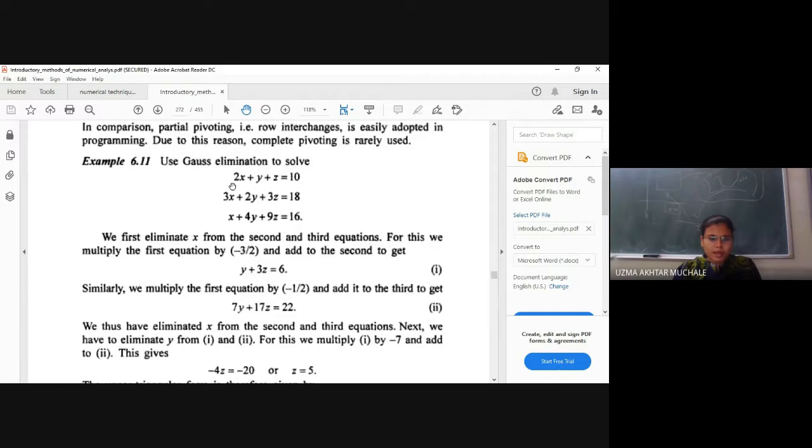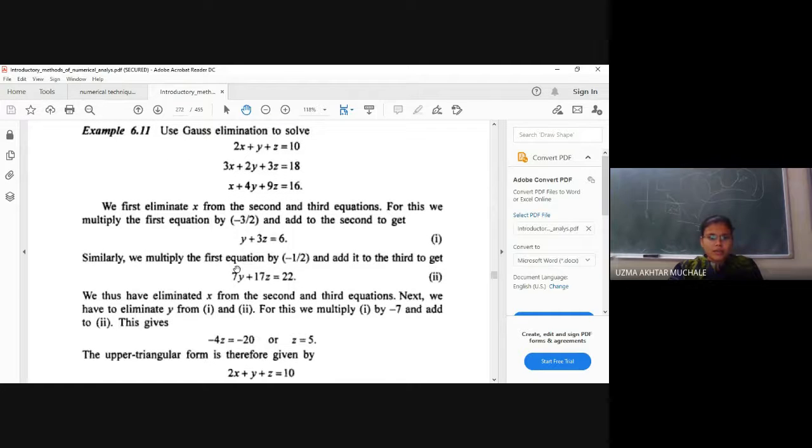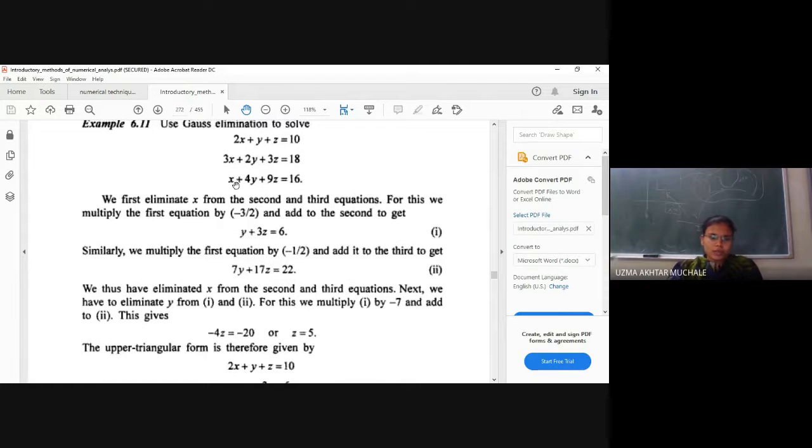Multiply the first equation by minus 3 by 2. The 2 gets cancelled. This will be minus 3x minus 3y minus 3z is equal to minus 15, right? So you have to eliminate this, and with the help of that you can get the result. Similarly we have to do the same for the third equation also. Just multiply by minus half and then subtract, and you can get the result.